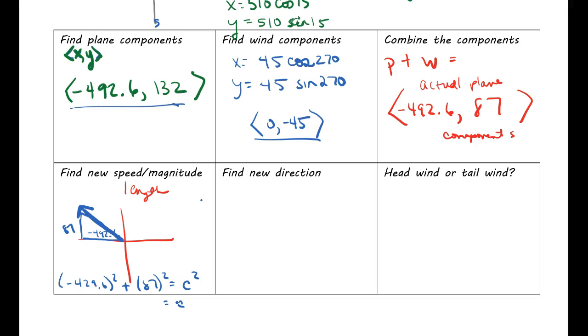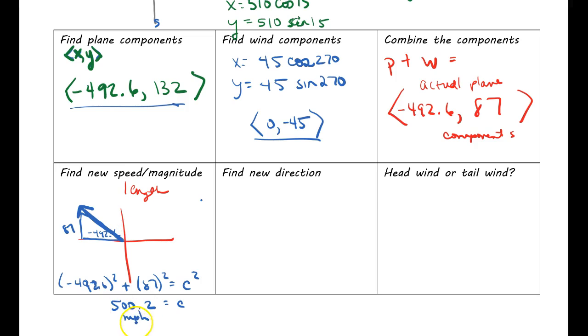Oh, I think it's 492. I went a little dyslexic there. There we go. 492.6 squared plus 87 squared. Okay, I'm getting 500.2 for the length. So remember, this was a word problem, so how should I label that? This is the speed of the plane, so it was miles per hour.